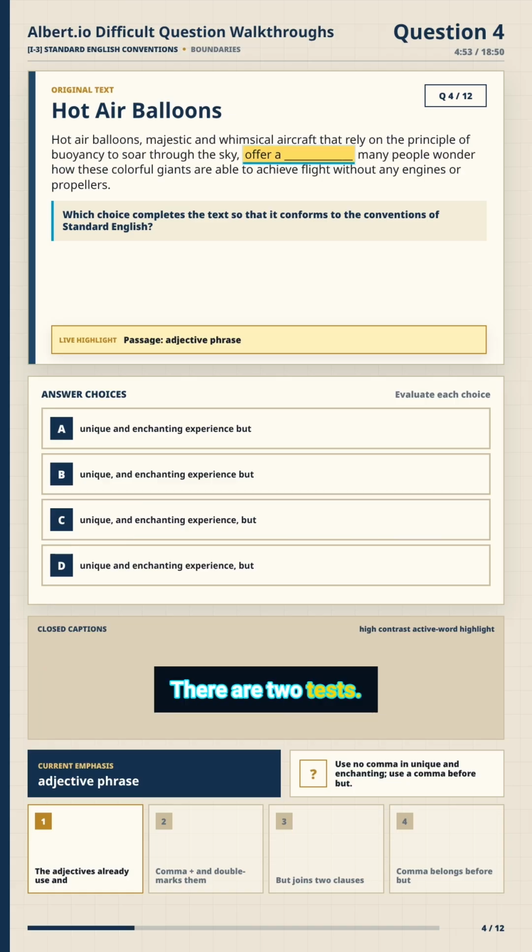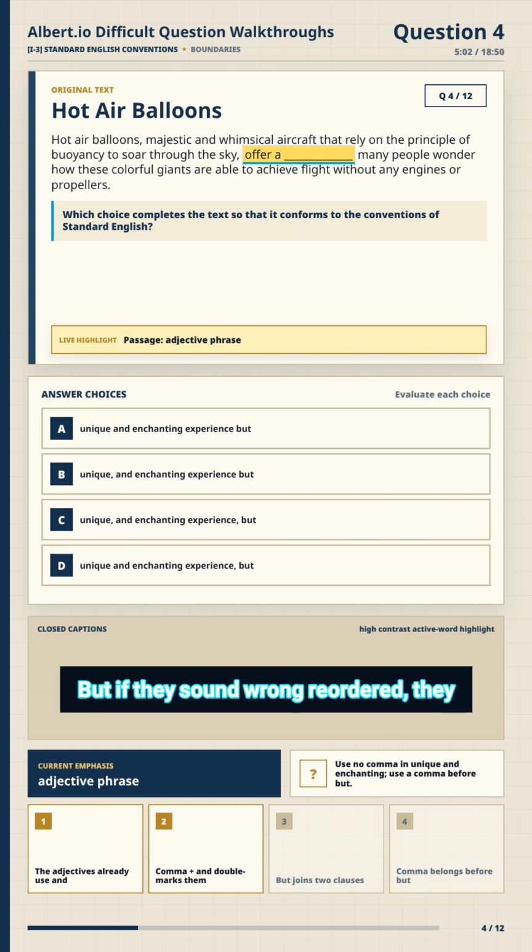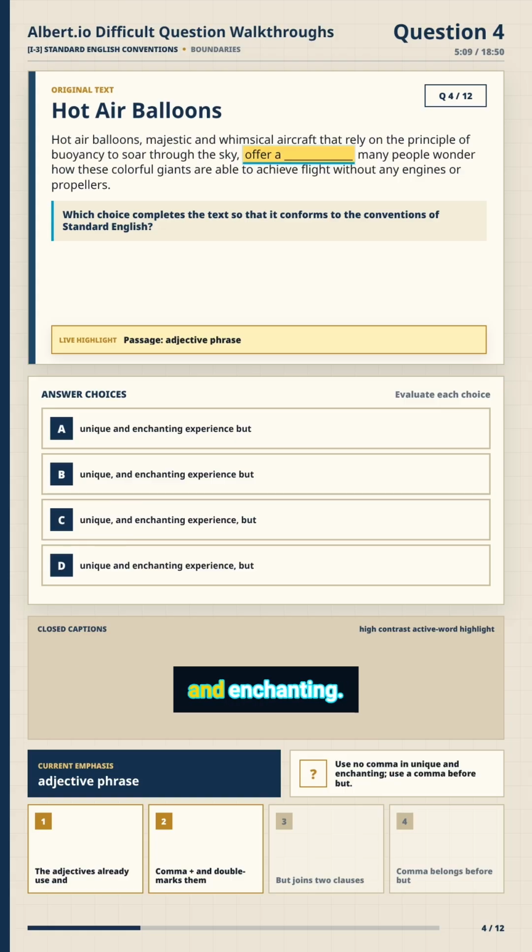There are two tests. If you can swap their order, or insert "and" between them and the phrase still works, they are coordinate adjectives, and you use a comma. But if they sound wrong reordered, they are cumulative and no comma is used. Here, the writer has already inserted "and" between "unique" and "enchanting." The comma is the alternative to "and"; you use one or the other and not both.